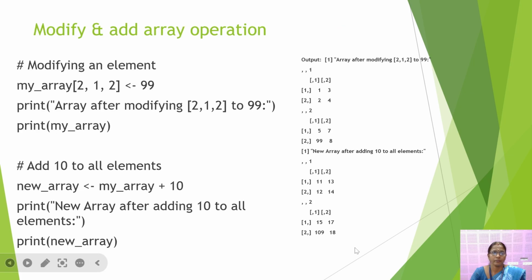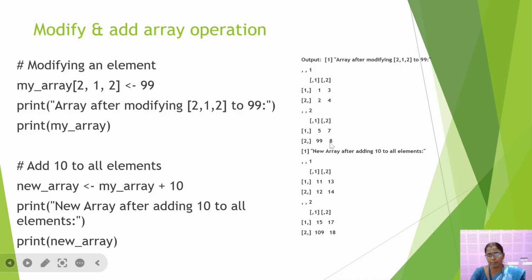Suppose you want to modify an array value, how do you give the modifying command? My array of 2, 1, 2, that is the second row, first column in the second array. This is the first array, this is the second array. In the second array, you have to modify the element in the second row, first column. This is the first row and this is the second row.